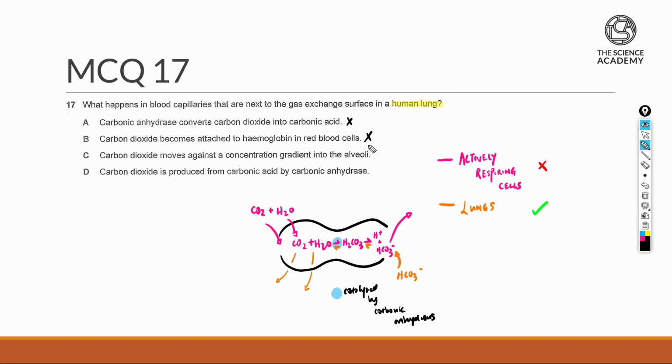C, carbon dioxide moves into the alveoli. It seems to be true, but not against a concentration gradient, as we are using diffusion. And D, carbon dioxide is produced from carbonic acid by carbonic anhydrase. This is the correct direction so that we can actually get the CO2 to be released into the alveoli and subsequently expired into the atmosphere. The answer for MCQ 17 is D.